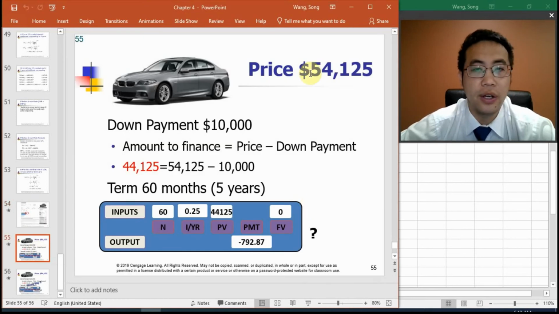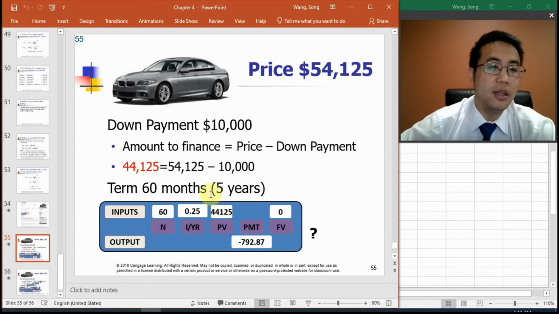So first of all, here is the car price, and I have a down payment of $10,000. Then in order to get a car loan, I first need to know how much I need to borrow. Well, the amount to finance is the price minus the down payment. So this is how much I need to borrow, $44,125. In total, I have 5 years to finance the car loan, and that gives 60 months.